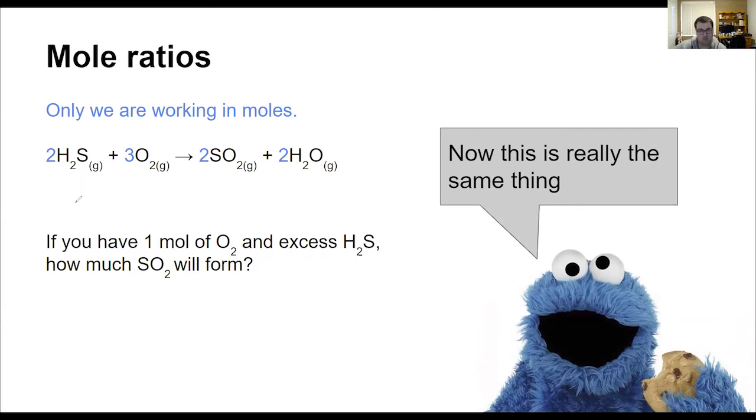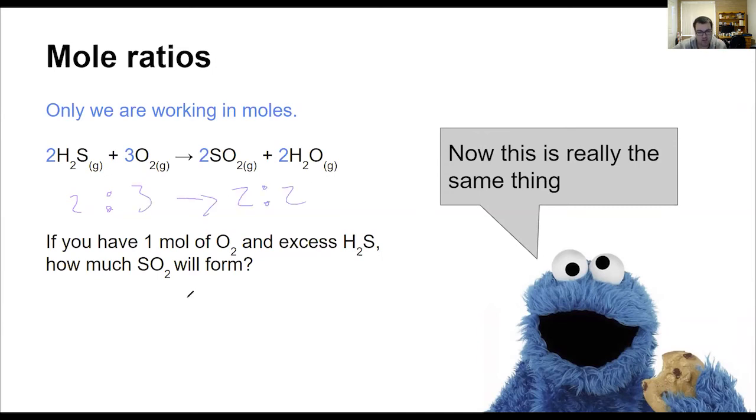All right, so let's take a look at our reaction just here. We have 2 moles of hydrogen sulfide reacting with 3 moles of oxygen to form 2 moles of sulfur dioxide and 2 moles of water. So our mole ratio in this case is going to be 2 to 3, 2 to 2.